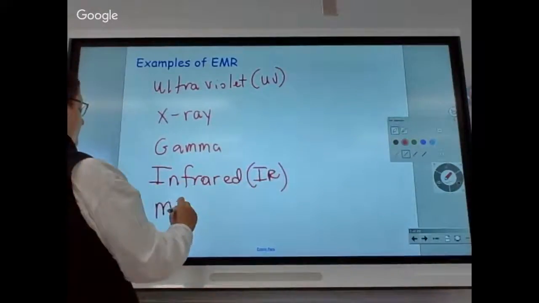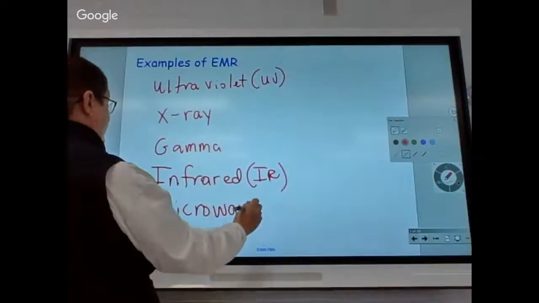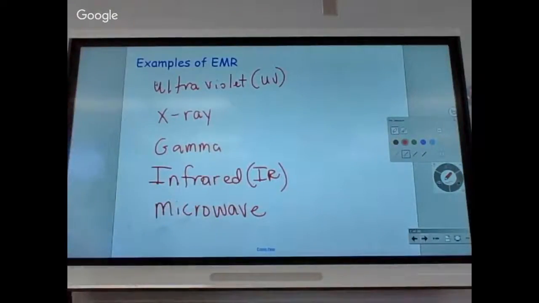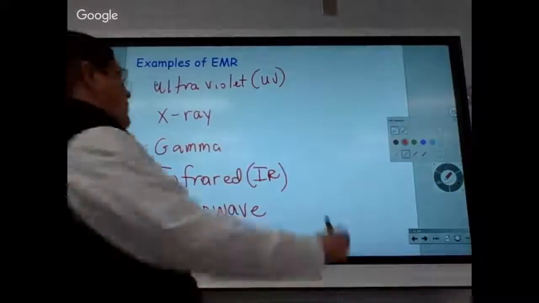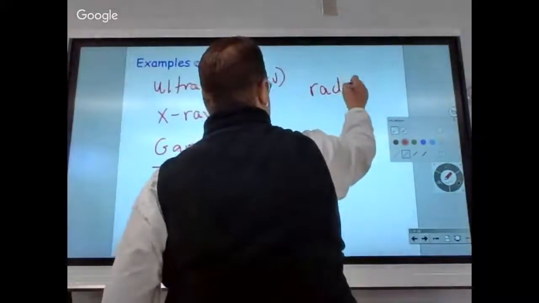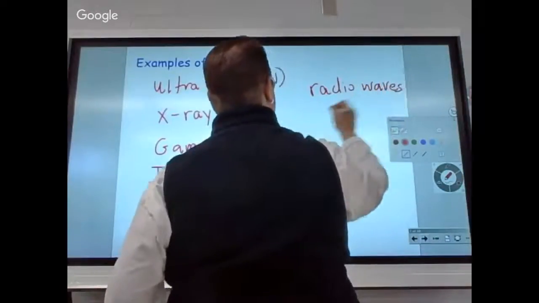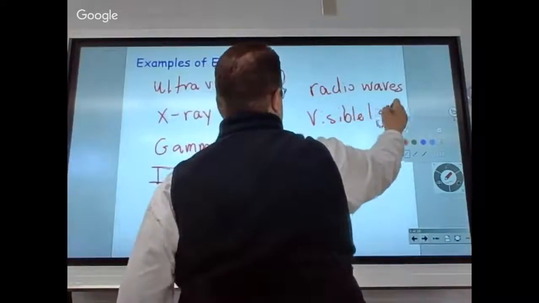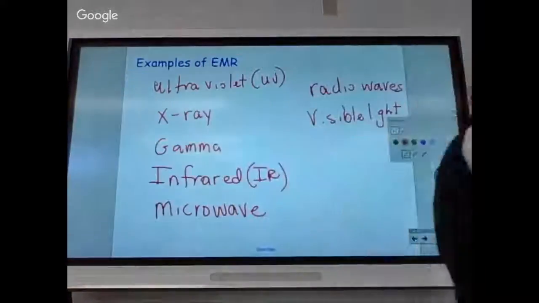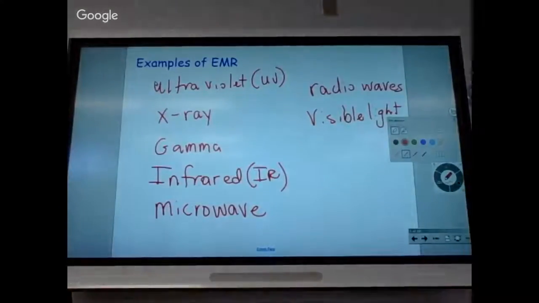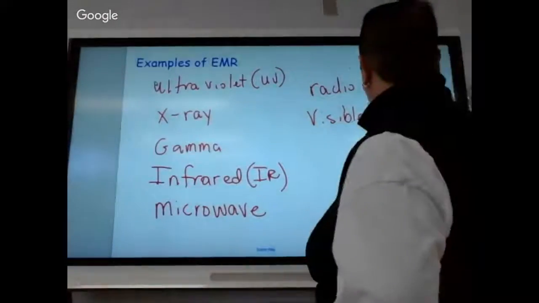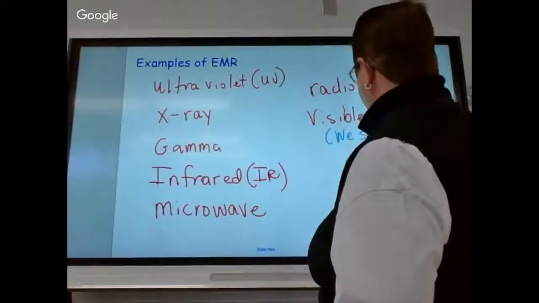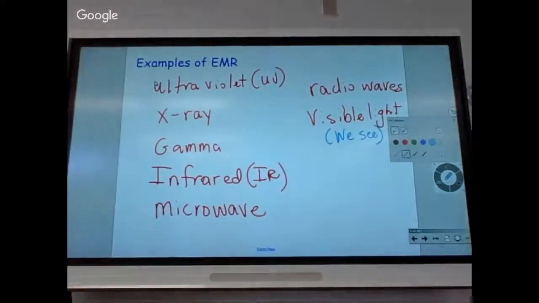Microwave. Wait, isn't this one on part? Yes. It is. Radio waves. Radio waves. Yep. Visible light. Visible light is the only one we can actually see. Okay? We cannot see radio waves. We cannot see ultraviolet. We cannot see IR. We cannot see X-rays, gamma rays. We cannot see anything. Okay? The only one that we see, okay, is visible light. All right? It's the only one we can see out of all of those.